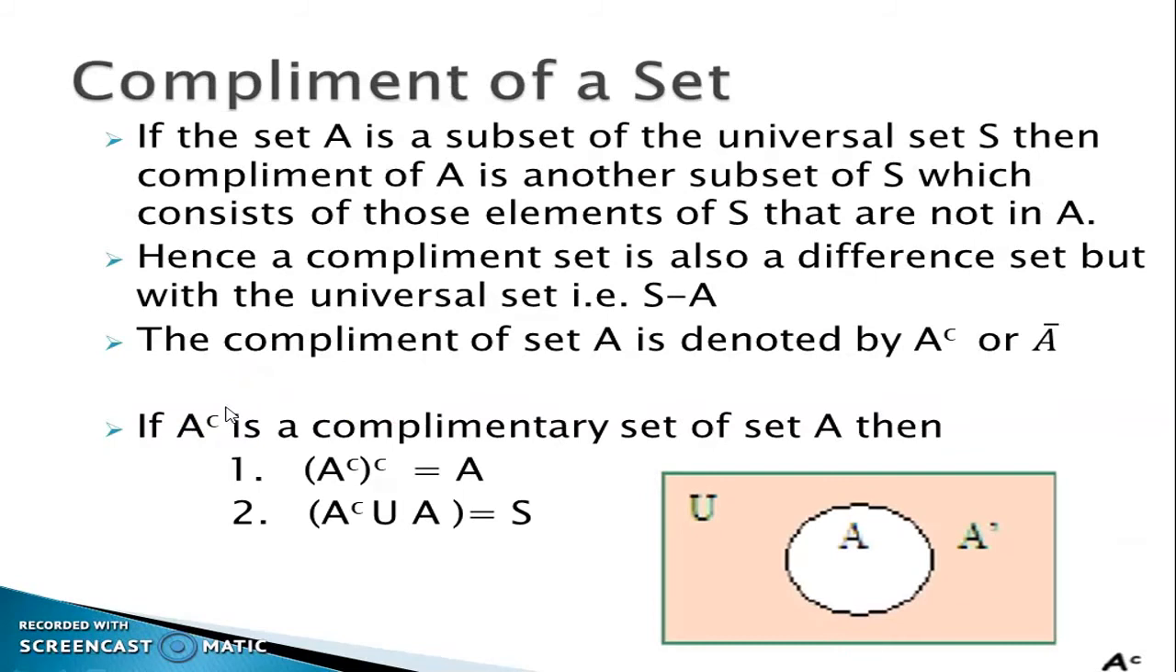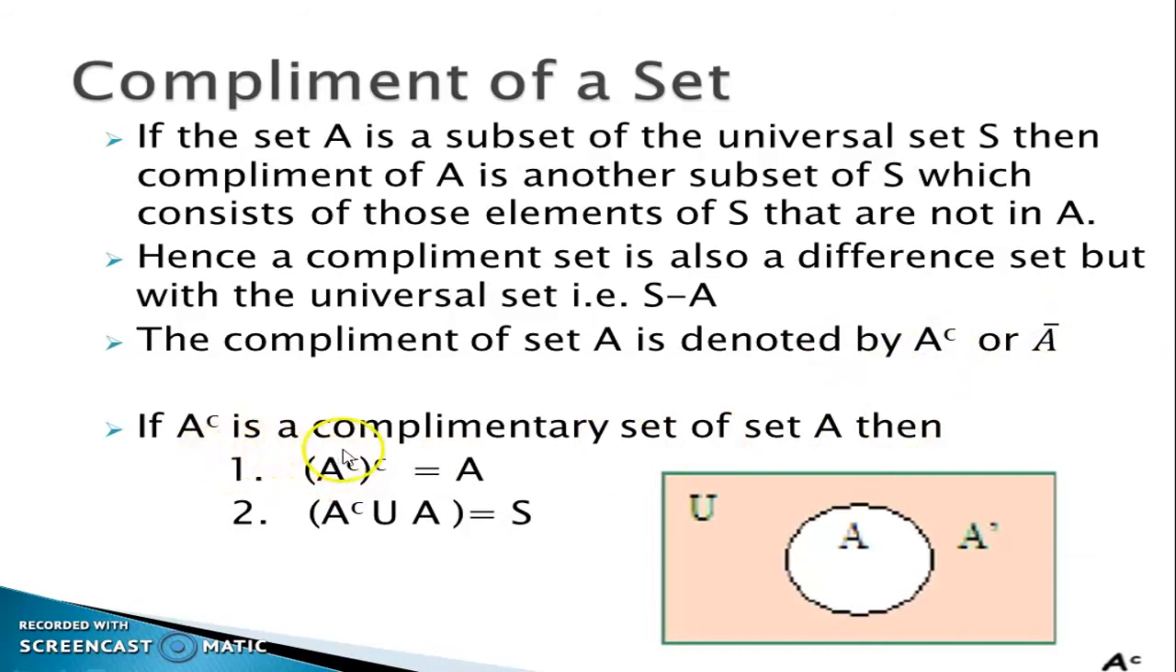Complement of a set. If the set A is a subset of the universal set S, then the complement of a set is another subset of S which consists of those elements of S that are not in A. Hence, a complement set is also a different set, but with the universal set, that is S minus A. The complement of a set A is denoted by A complement or A bar.